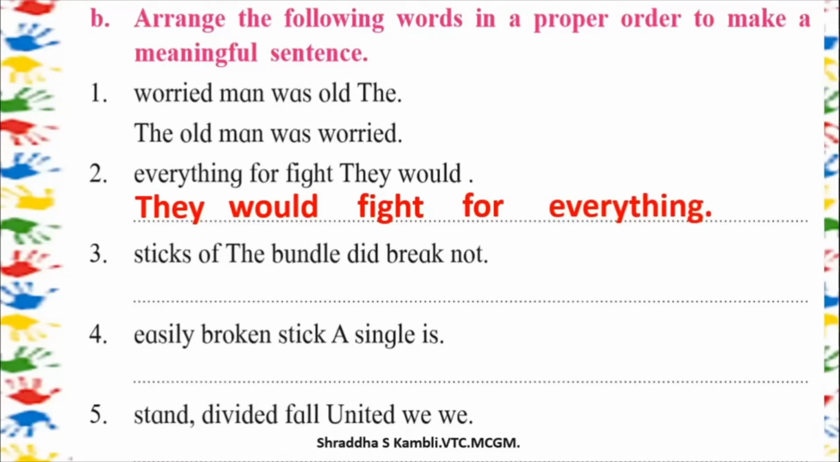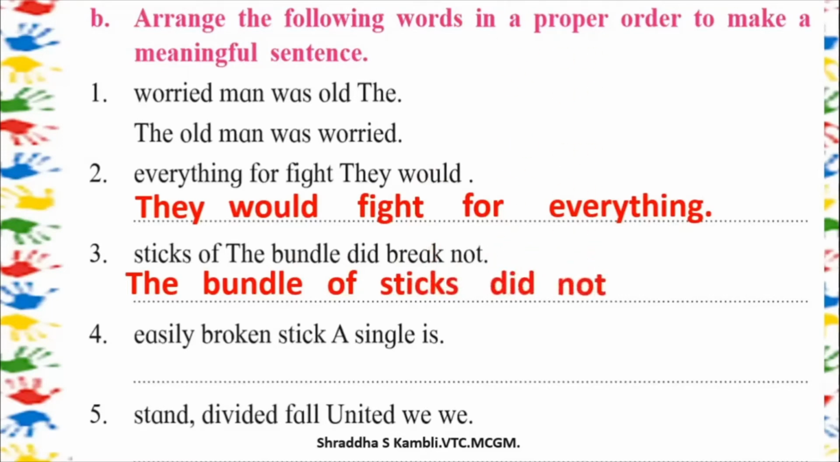Alright, then come on, let's go to the next sentence here. Sticks of the bundle did break not. So you start with the correct word with the capital letter first. So it is the, T-H-E, the bundle, B-U-N-D-L-E, bundle of sticks did not break, and then the full stop. So whenever a sentence is over children, you will always put a full stop there.